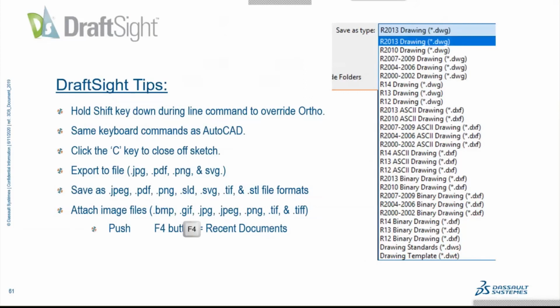We can export as JPEG, PDF, PNG, and SVG files as well. We can also save as JPEG, PDF, PNG, SLD, SVG, TIFF, and STL file formats. And also we can attach images: bitmaps, GIFs, JPEGs, PNGs, TIFFs as well. And the biggest one I like to push is the F4 button. That's a nice one for recent documents.